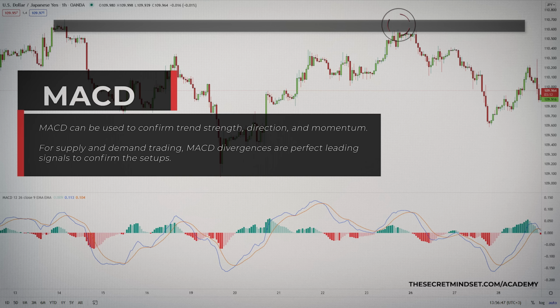Now, MACD can be used to confirm the trend's direction and momentum. You can receive a lot of different signals from it. I've talked about the MACD signals in this video. For supply and demand trading, I found that MACD divergences are perfect leading signals to confirm our setups.